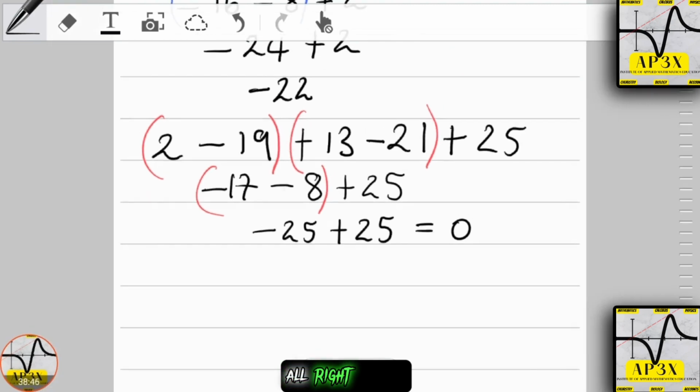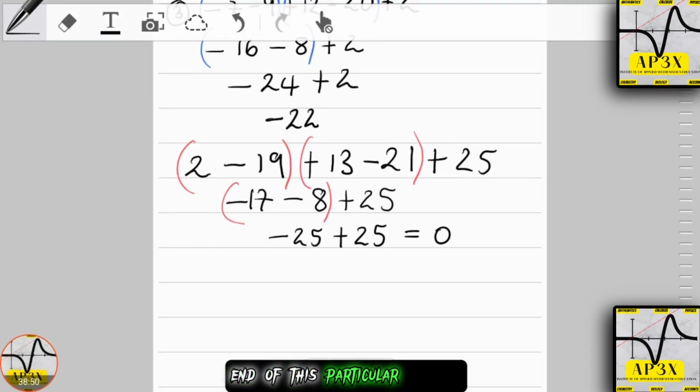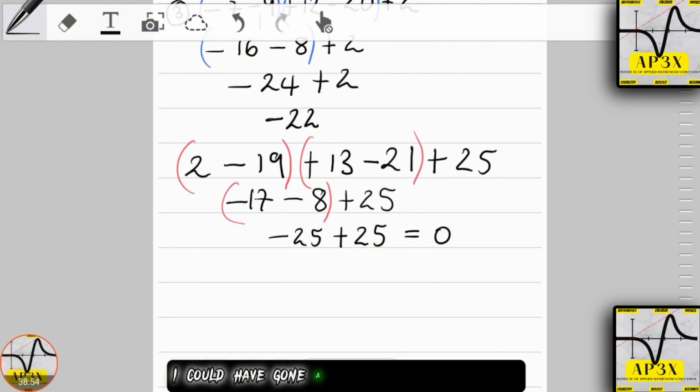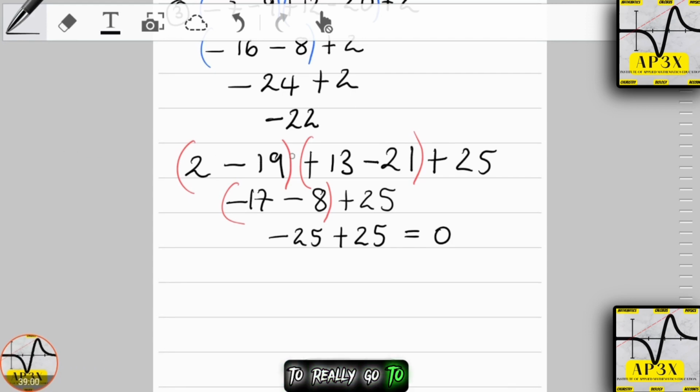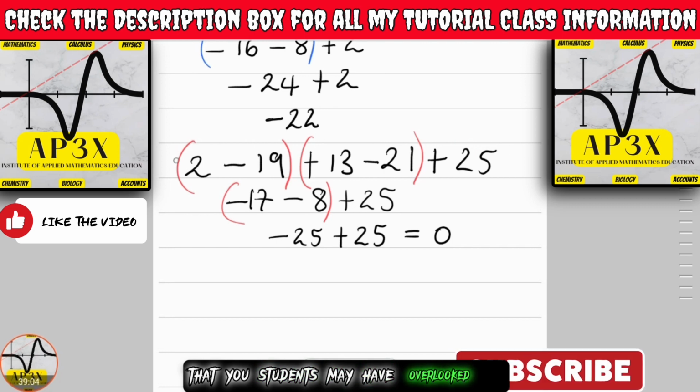All right, so that brings us to the end of this particular tutorial. A pretty lengthy one. I could have gone a bit faster if I wanted to, but I really wanted to take the time out to really go through all the little areas that you students may have overlooked.